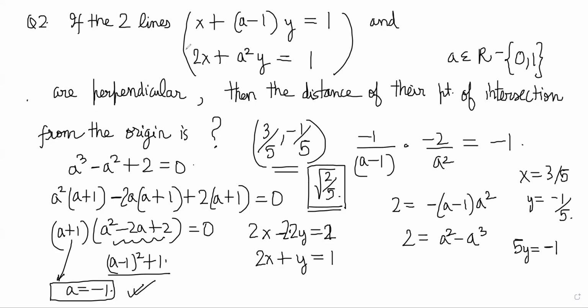So again, simple question. Two lines are perpendicular. From there, you have to solve this equation, find the a constant, and then find the point of intersection and finish the problem. Let's look at the third one.